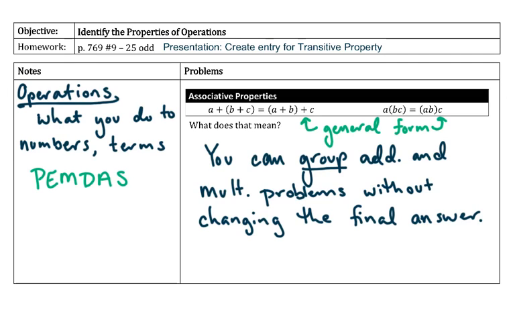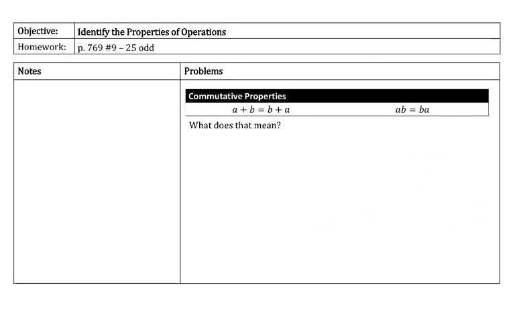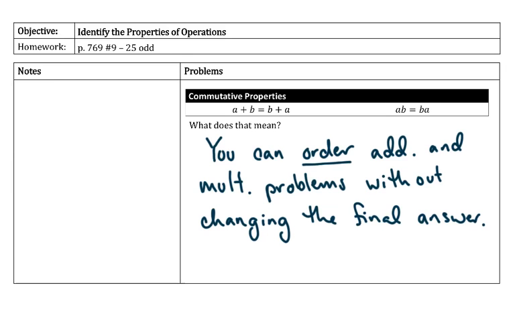So we've got our associative properties. We also then have the commutative properties. We've got A plus B is equal to B plus A, and AB is equal to BA as our general forms. What this means is that the order doesn't matter. You can order addition and multiplication problems however you want without changing the final answer. Now you'll notice these are only true for addition and multiplication, because they are not true for subtraction or division. 7 minus 2 is not the same as 2 minus 7, for example.